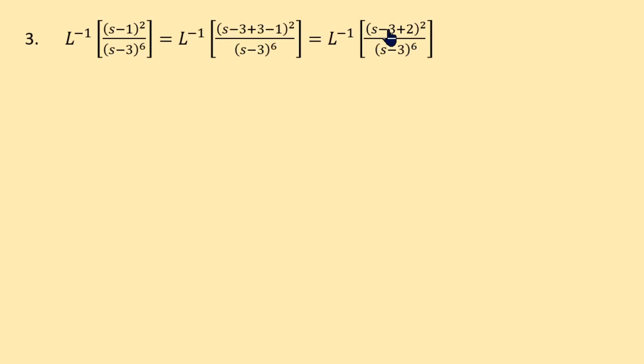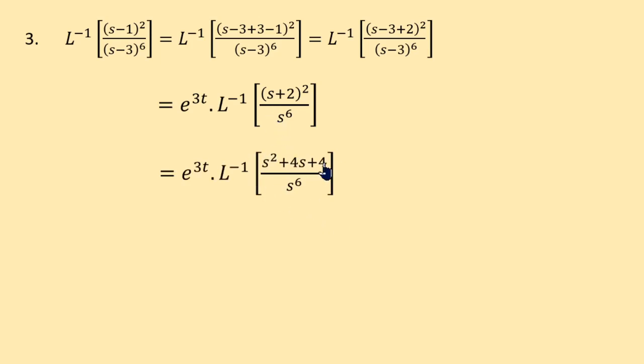See this, s minus 3 plus 3 minus 1 is plus 2, whole square by s minus 3 whole power 6. Now s minus 3 is replaced by s, multiplied by e power at, e power 3t. Therefore, its inverse is e power 3t into L inverse of this: s minus 3 is s, so s plus 2 whole square divided by s power 6. Now just expand the numerator, s square plus 4s plus 4 divided by s power 6 and then separate it.